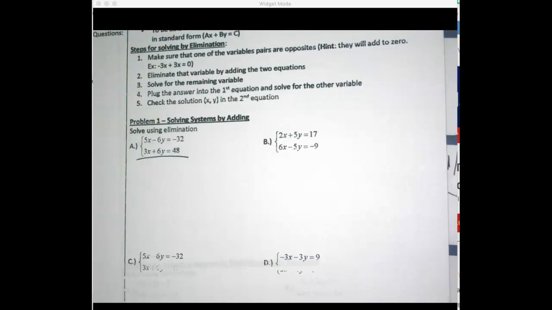Okay guys, so some notes on solving a system of equations by elimination. As you can see, they didn't print out so well. I'm just going to do a couple here.